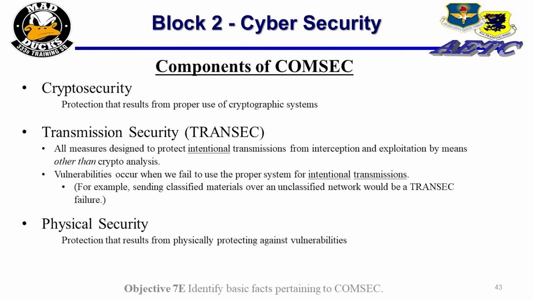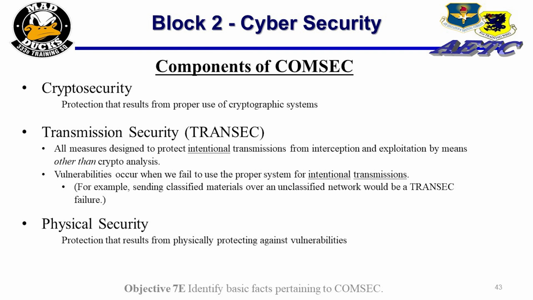Another important component of ComSec is transmission security, or TransSec. TransSec is all measures designed to protect intentional transmissions from interception and exploitation by all means other than cryptanalysis. I can't control the enemy trying to break my code, but every measure I take to protect the signals that I intend to send, the transmissions I want to make, is transmission security.